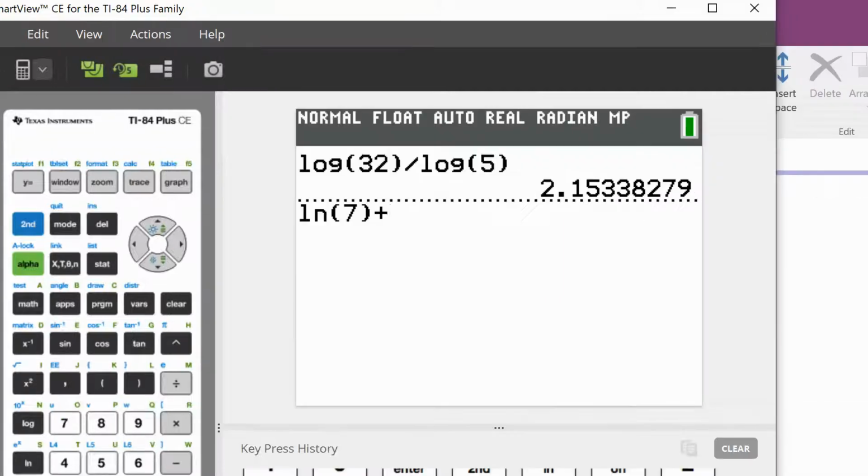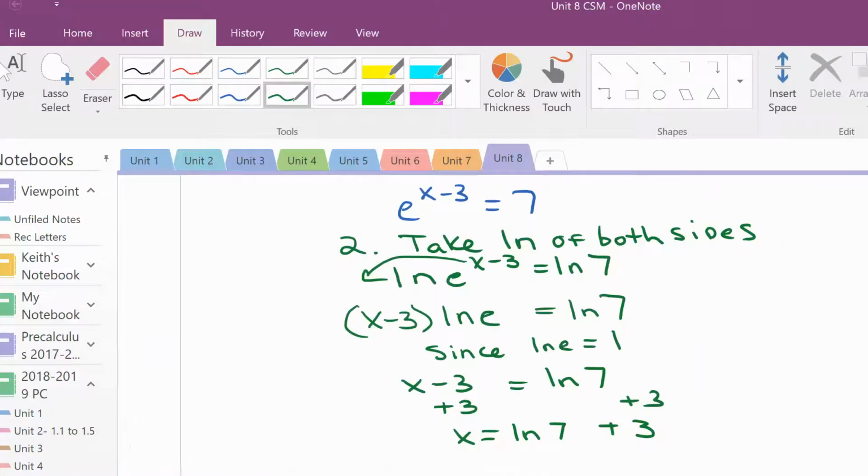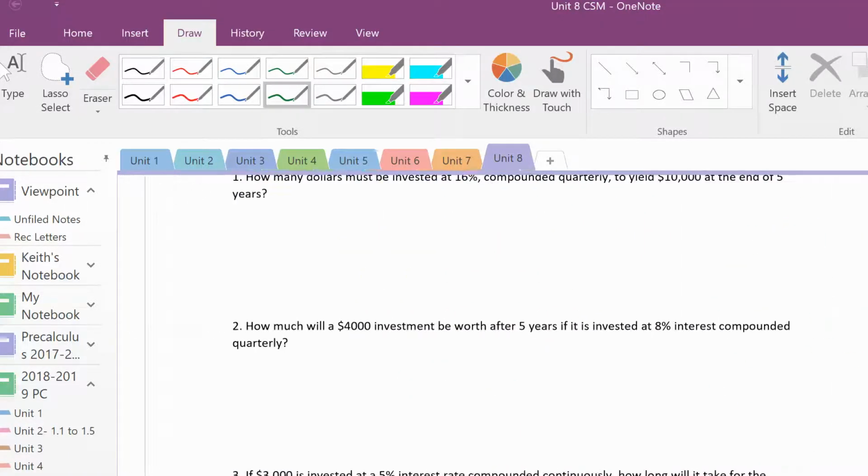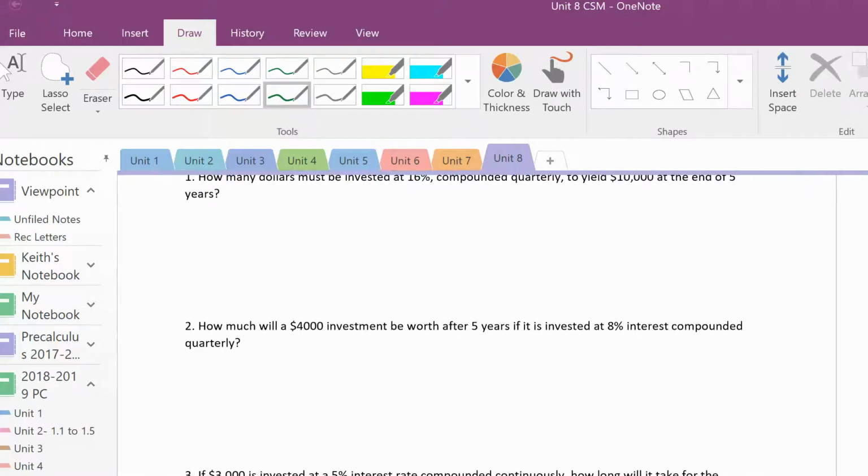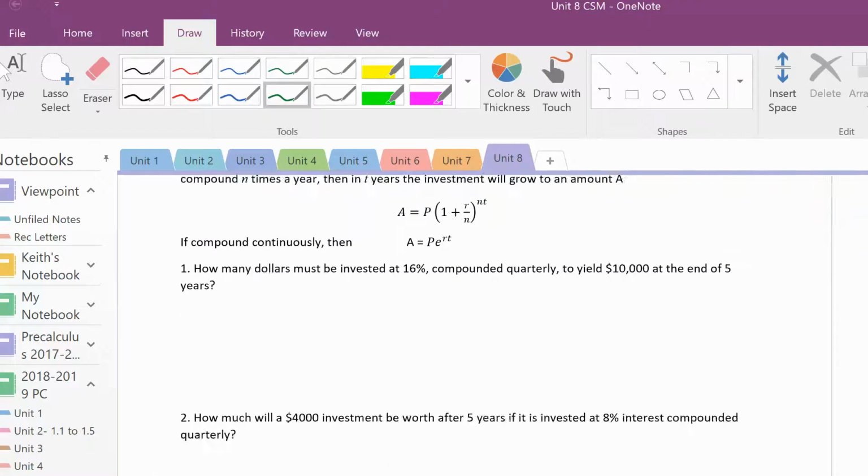Sorry, some of the buttons that I need to use are hidden behind some buttons for the video. Equals 4.95 approximately. So there you go. All right. So that's solving exponential equations using logarithms and also logarithmic equations.